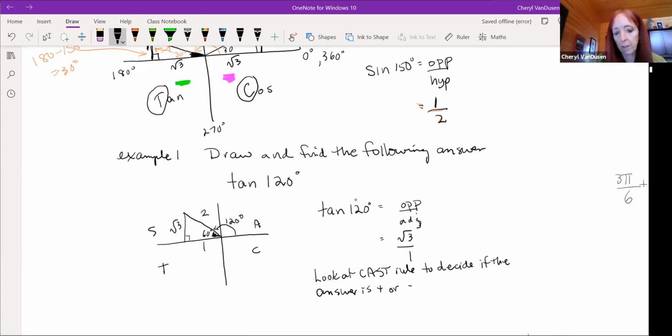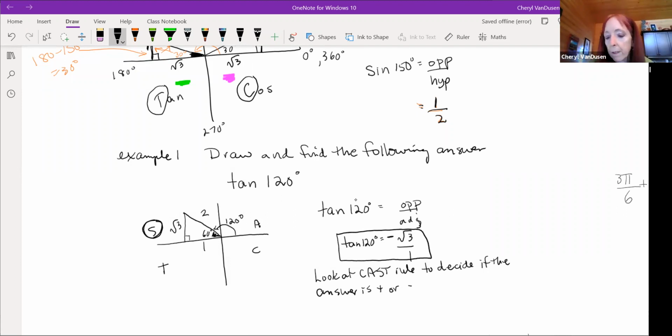C-A-S-T. We are located in the S quadrant. That means sine is positive. That means tangent is negative. So we go up here and we say our final answer for tan of 120 is negative. There's our final answer. You can drop the 1 on the bottom and just put minus root 3 if you want. You can leave the 1 on the bottom, doesn't matter.